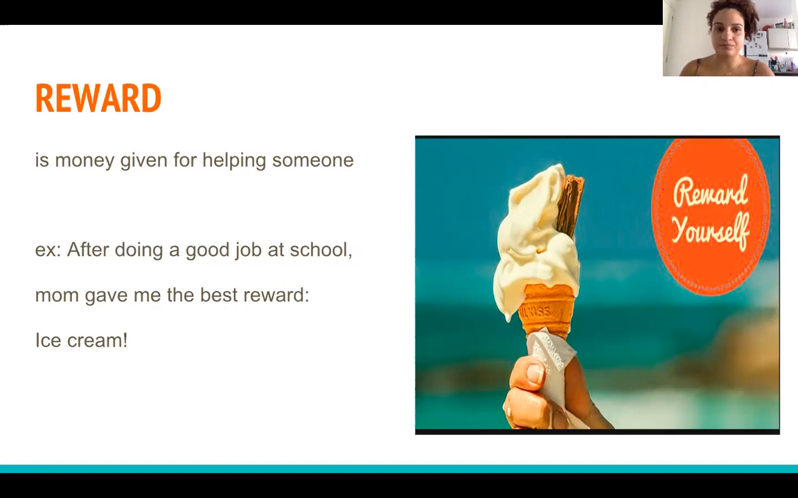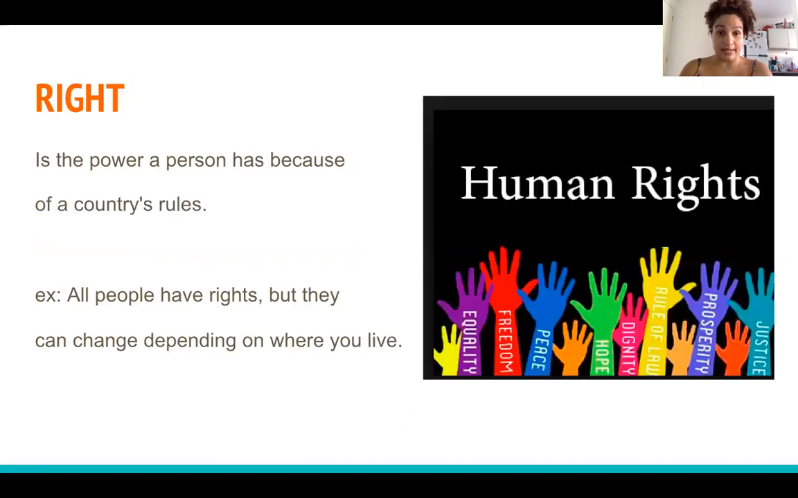All right? Next word, right. Let's repeat with me. Right. As you know, this word has many meanings. Right can be the opposite of left, my right hand. Right can be when you are correct. How much is 2 times 2? 4. Right. Or right can be something that is yours.